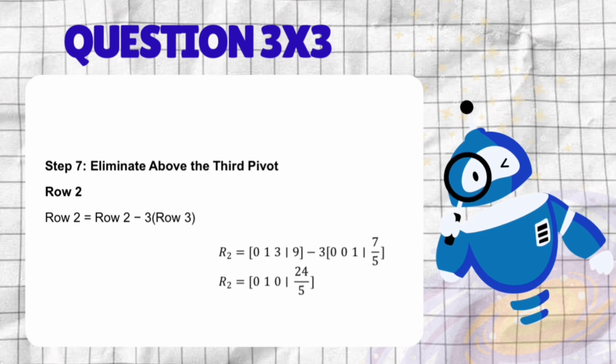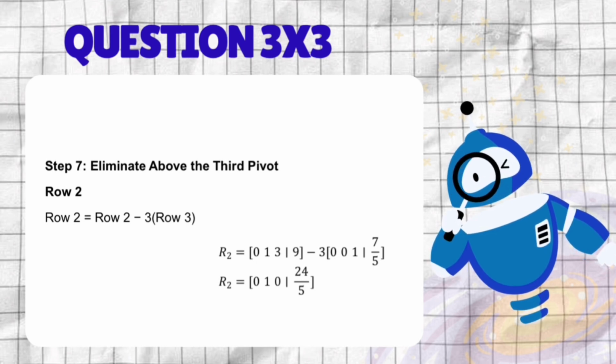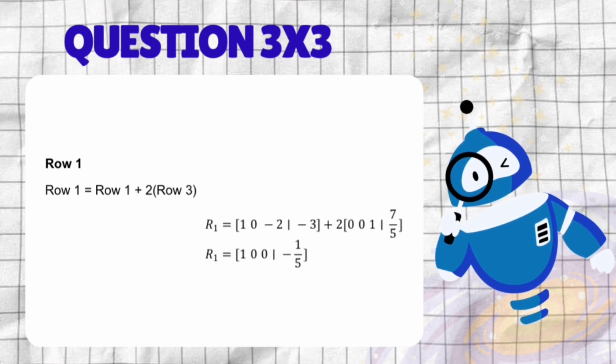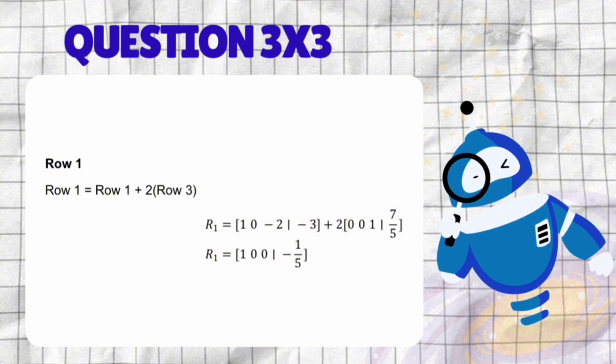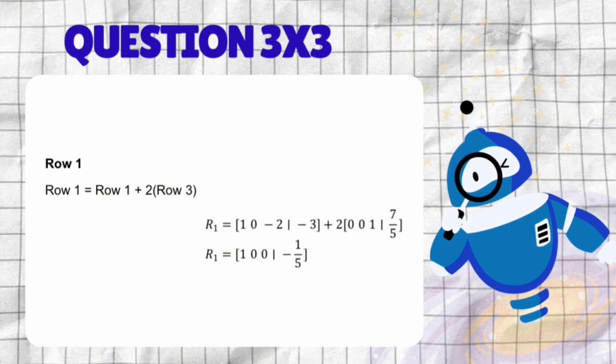Step 7. We eliminate the z values above the third pivot. For row 2, we subtract 3 times row 3 from row 2. This results in 0, 1, 0, and 24/5. For row 1, we add 2 times row 3 to row 1. This gives 1, 0, 0, and -1/5.